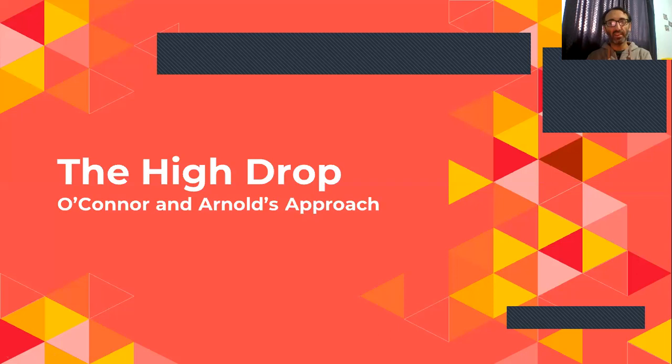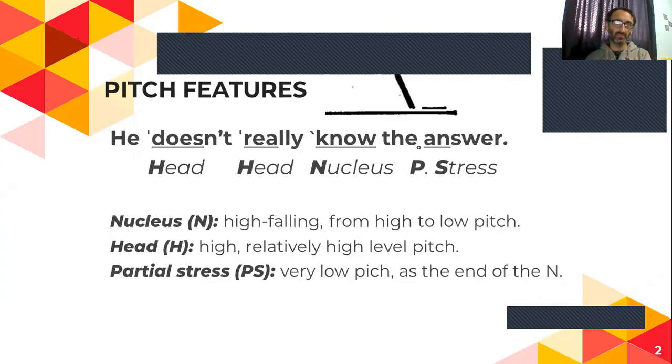In this video, we are going to focus on the second tone group, the high drop. So now, let's examine its pitch features. As you can see in the diagram, the high drop has a high falling nucleus. What does it mean? It means that we fall from a very high pitch towards a very low pitch.